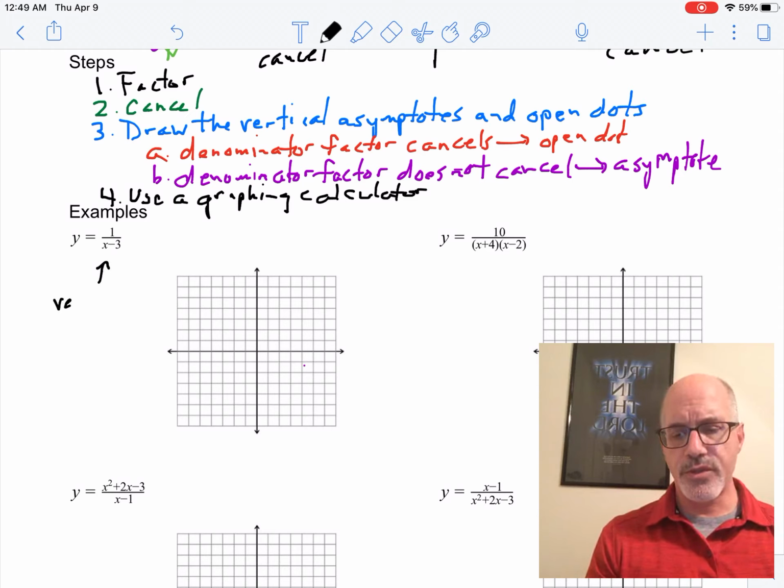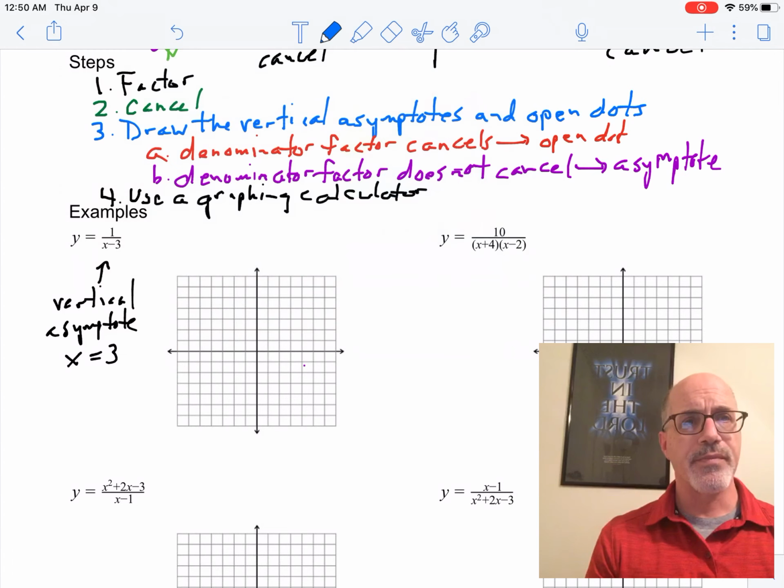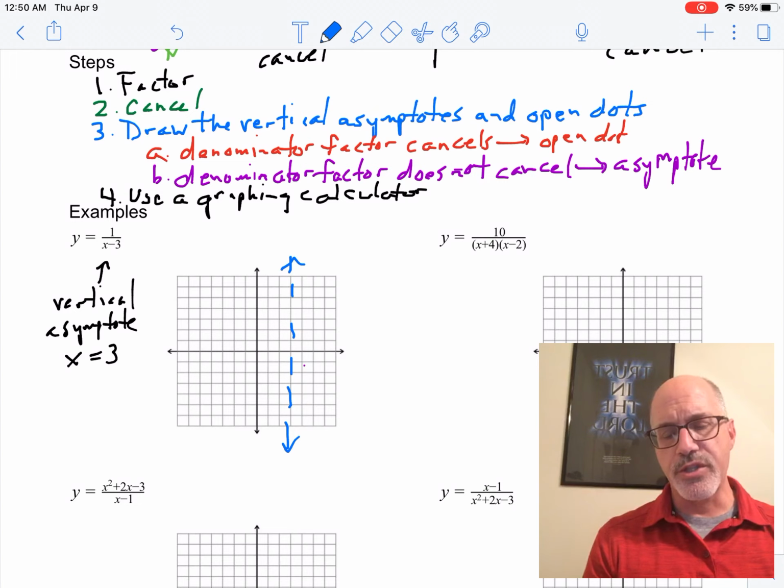Okay, so for this first one here, we know that we're going to have a vertical asymptote at x equals 3 because that denominator factor does not cancel, so that results in an asymptote. So what we do is we draw a dotted line then at x equals 3. And then we look at our graphing calculator to see what the shape is.